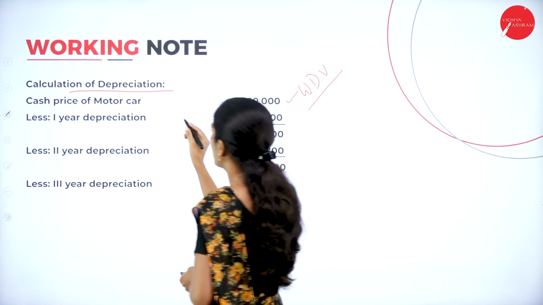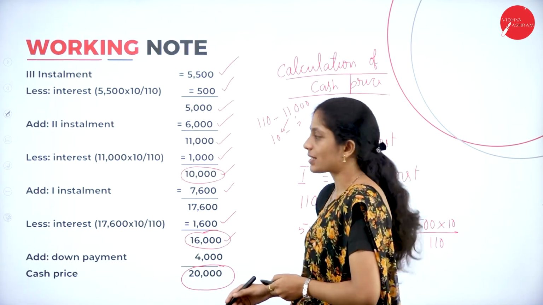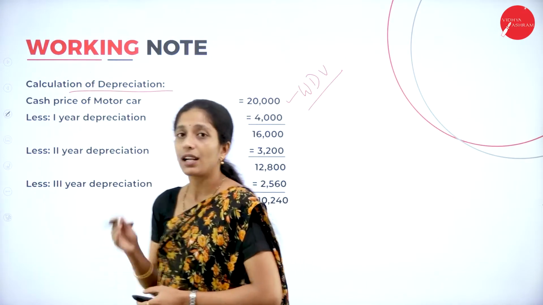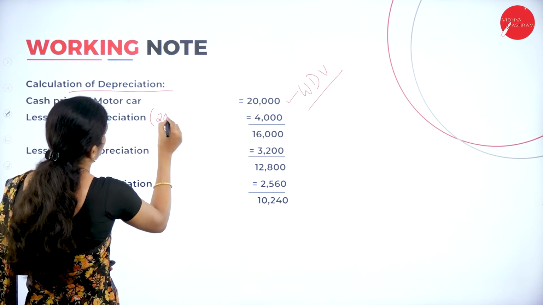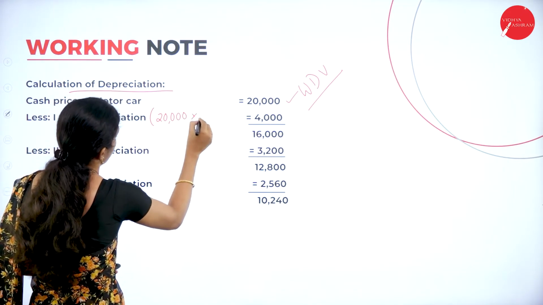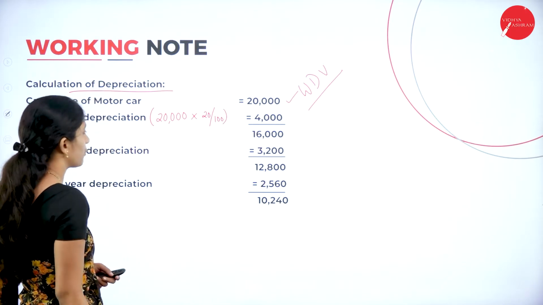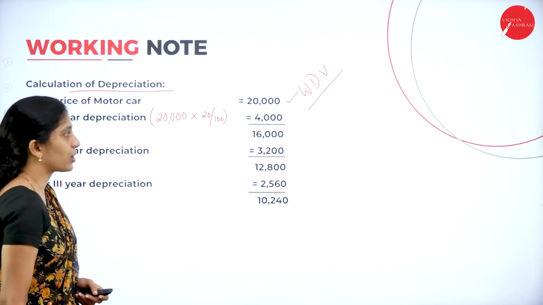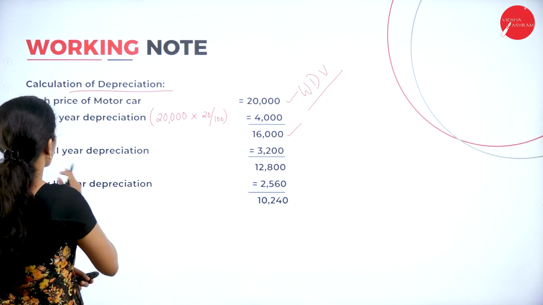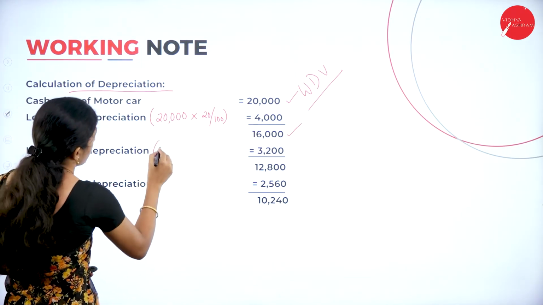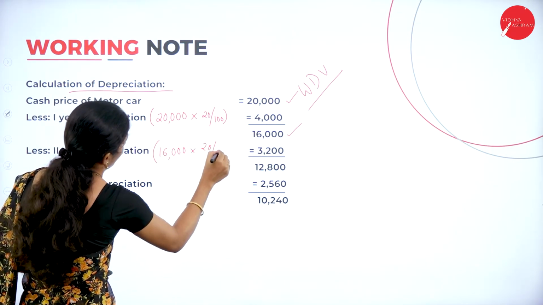So, what is the depreciation? How much percentage have they given? That is 20%. So, how to calculate first year depreciation? The cash price of the car in the first year is 20,000 into 20 divided by 100. So, we'll get 4,000. So, 20,000 minus 4,000, that is 16,000. Clear? Next, for second year depreciation, 16,000 into 20 divided by 100.